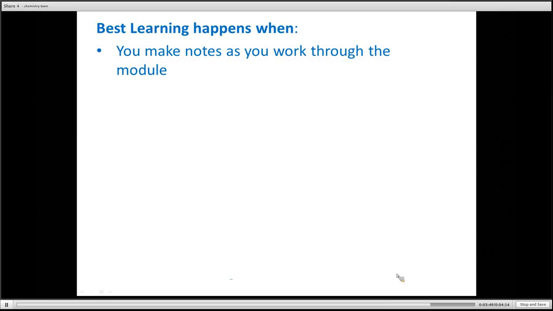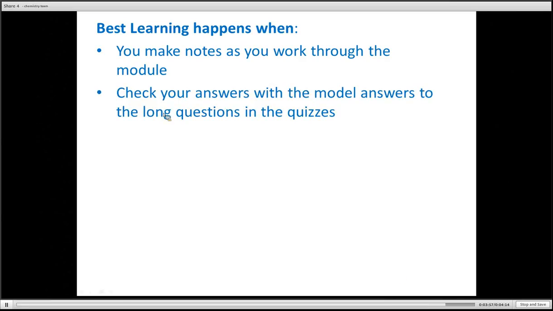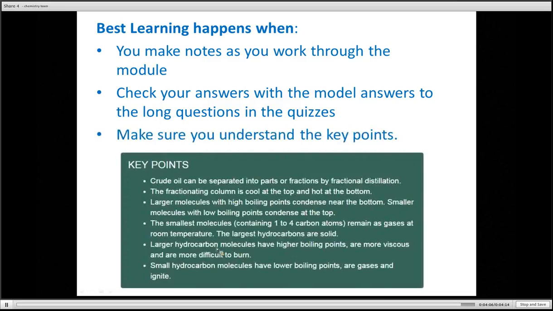Now, your best learning happens when you remember to make notes as you work through the module. These will be good revision for both the internal and for the external, so it helps you process the information. Check your answers, make sure you have given enough detail in your answers. Add extra detail as corrections. And at the end of each lesson, there are key points. Make sure you understand them and can use those words.